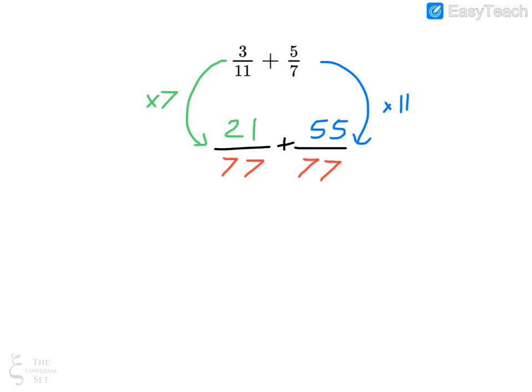Now I need to add those guys together. So we've got 21 77ths plus 55 77ths. We're going to end up with a total of 76 77ths. It's quite difficult to say. 76 77ths is our answer, because this is the same as this, and this is the same as this. So when we add them together, 76 77ths is what we've got.